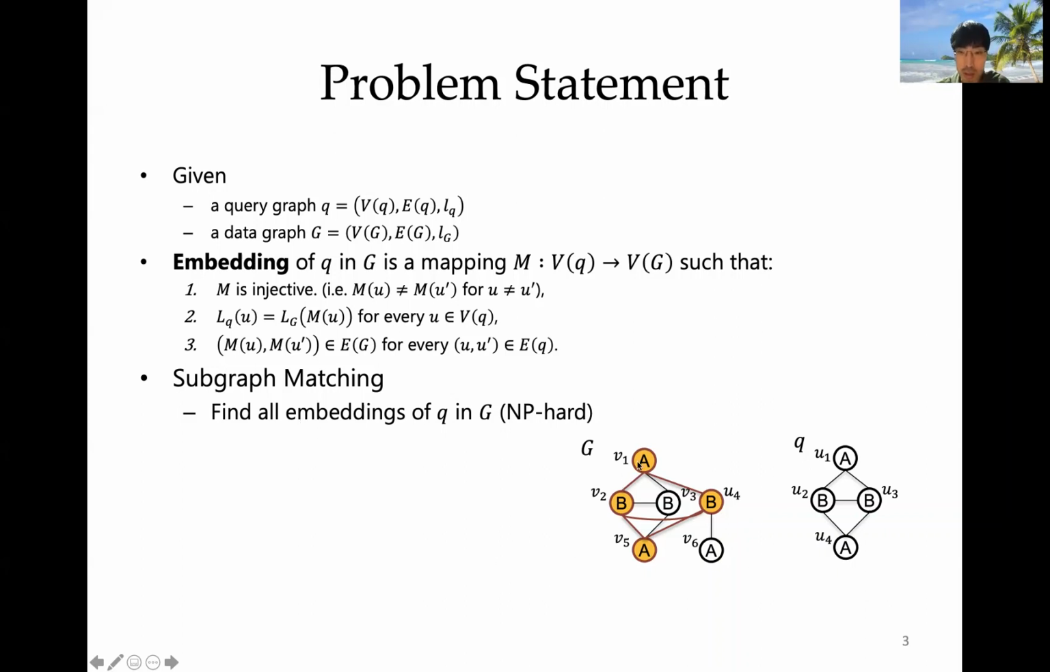In this example below, there is one embedding of Q in G, which is depicted as the red subgraph here, and also we can find another embedding of Q. So there are two embeddings of Q in G, which are what we are going to find as an output for this problem.